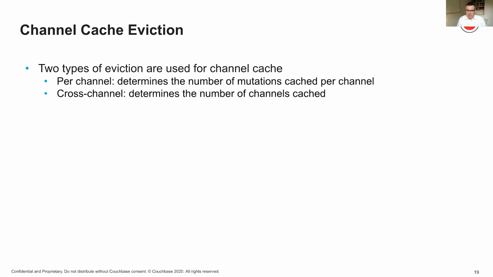So the channel cache has 2 types of eviction. One is the per channel eviction. So for a given channel, like channel foo, how many mutations are we caching for that channel? And then it also has cross-channel eviction. So this is what's the total number of channels that we're retaining in the cache. I'll go into detail about each of those, because there are different tuning options that you can use. And then I'll talk a little bit at the end about what this means for overall cache sizing.